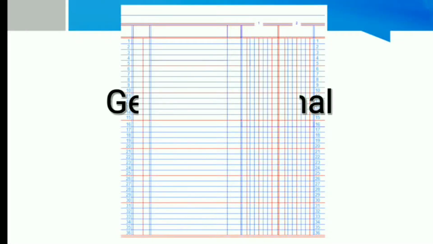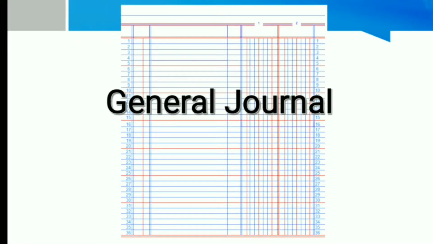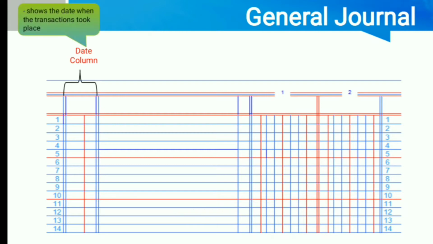So this is what a general journal looks like. You can buy it in loose leaf or by piece. You may also buy this in book-bound form, like a notebook. Let's take a closer look at the general journal. As you can see, the general journal consists of different columns and rows. Here in this portion is the date column. The date column shows the date when the transaction took place. The larger part is for the year, and then here would be the month, and then the date.